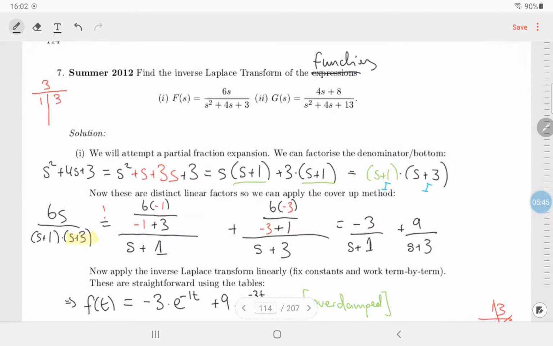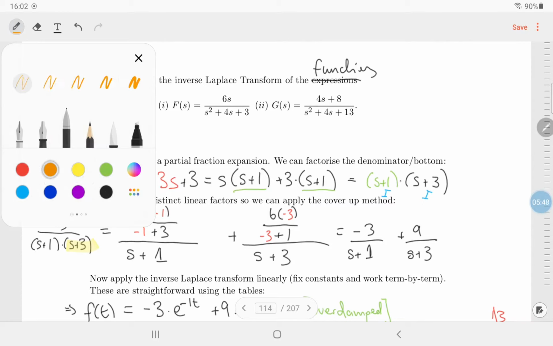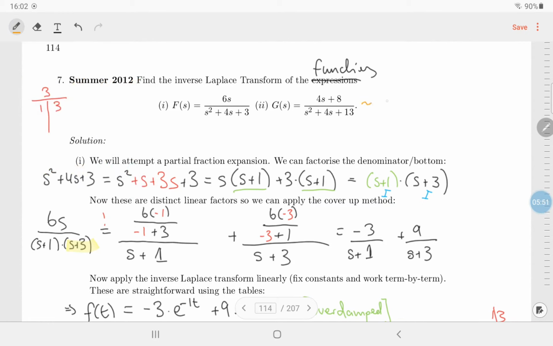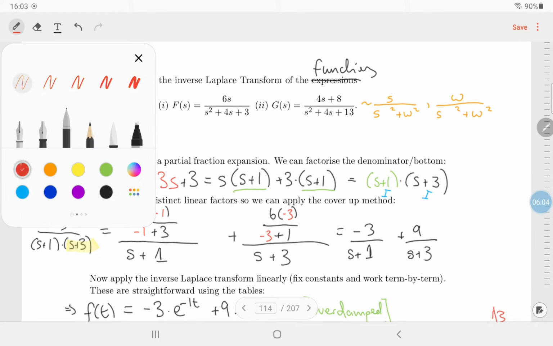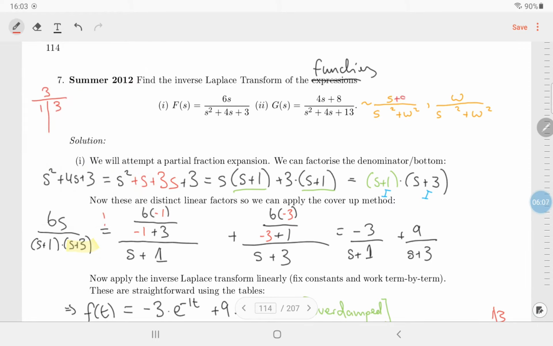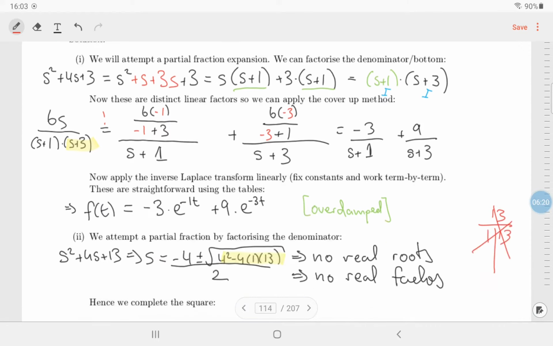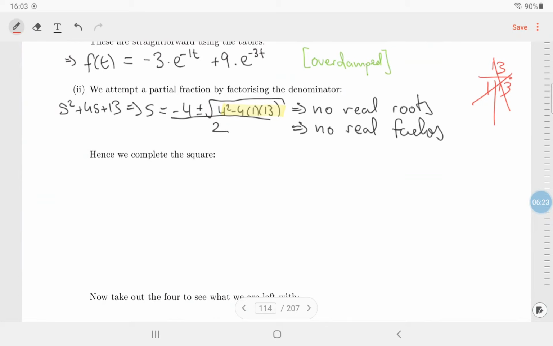So all we're going to say now is, okay, we look in the tables again, and all it looks like is maybe s over s squared plus omega squared, or maybe omega over s squared plus omega squared, but with the s shifted. So that's all we can really say here. So what we're going to do is complete the square at the bottom, and that'll send us on our way. So s squared plus 4s plus 13.